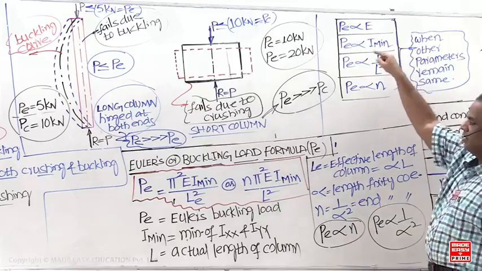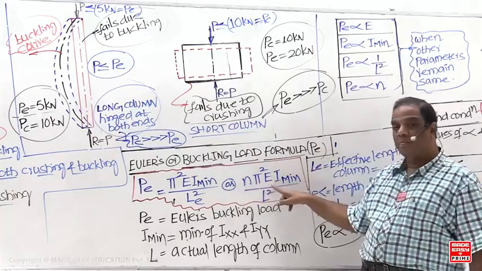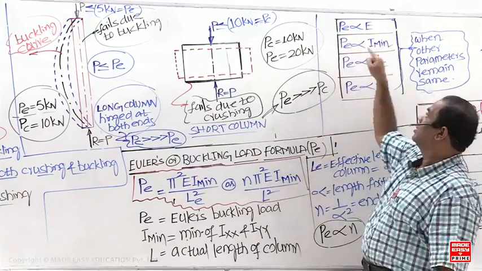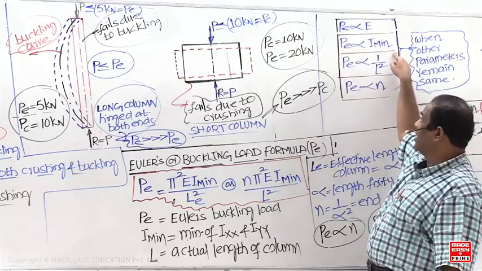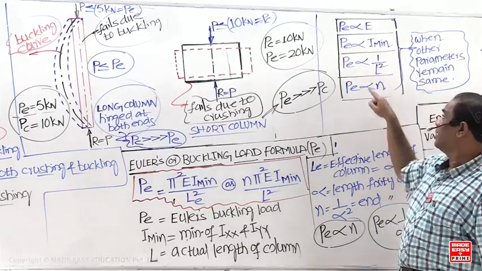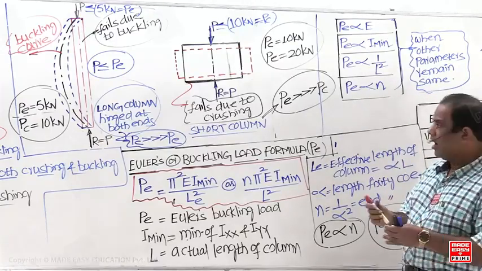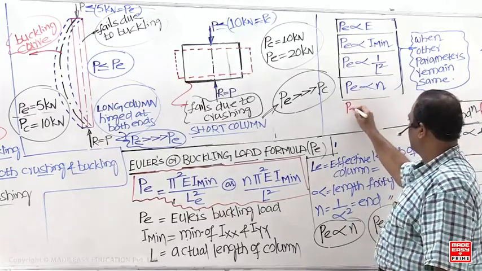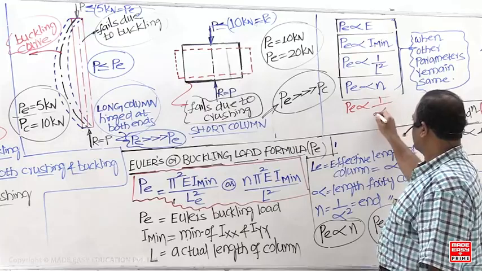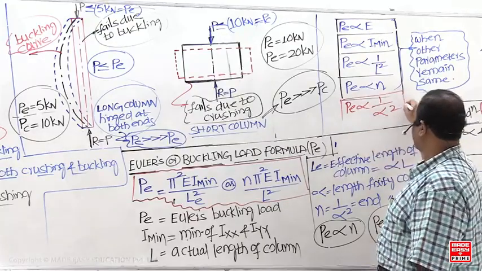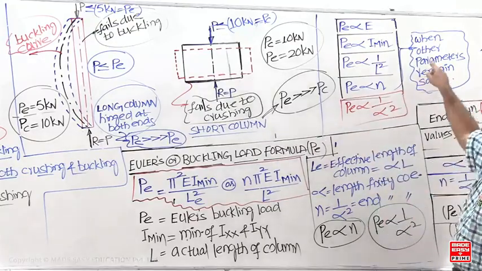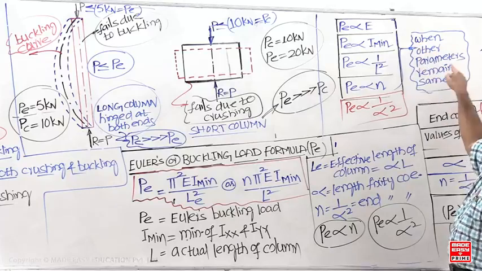Now, from this, what can you mention? Buckling load is proportional to Young's modulus, proportional to I minimum, inversely proportional to L square, and proportional to n, or you can call it inversely proportional to alpha square. But these are all valid only when other parameters remain the same.